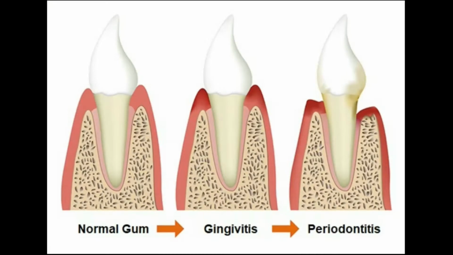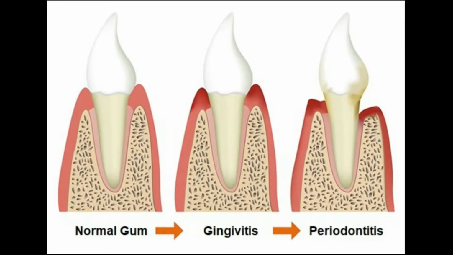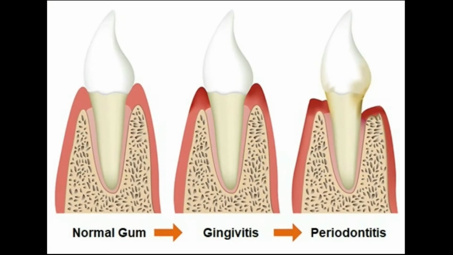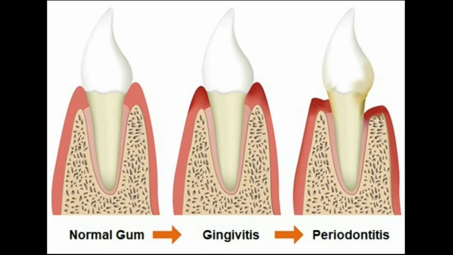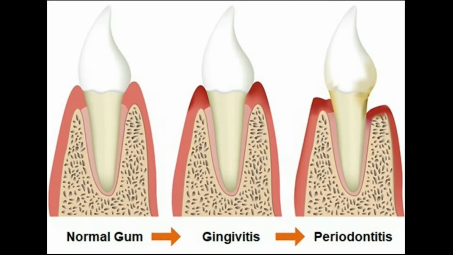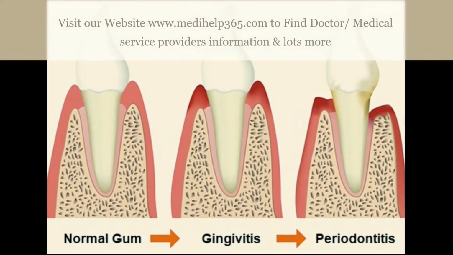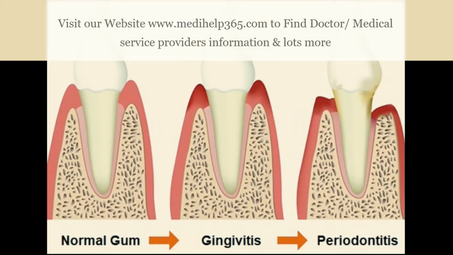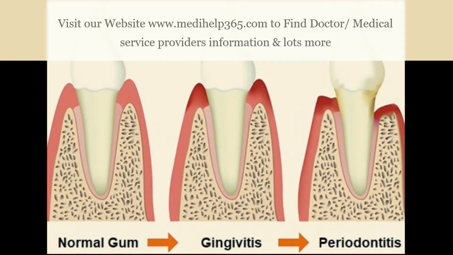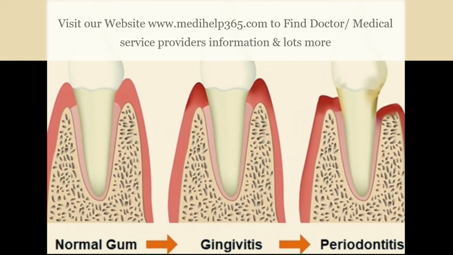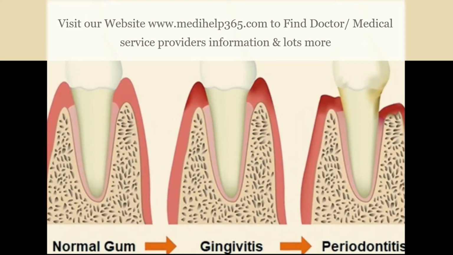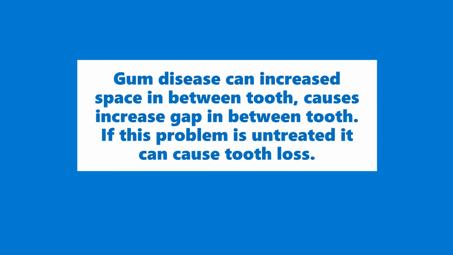Gum or gingiva is the supporting tissue which surrounds the tooth. Gum disease, also known as gingivitis and periodontitis, is an infection of the gums that surround the teeth structure. It is also one of the main causes of bleeding gums and tooth loss among adults. There are two major stages of gum disease: gingivitis and periodontitis. Gum disease can increase space in between teeth, causing an increased gap in between teeth. If this problem is untreated, it can cause tooth loss.